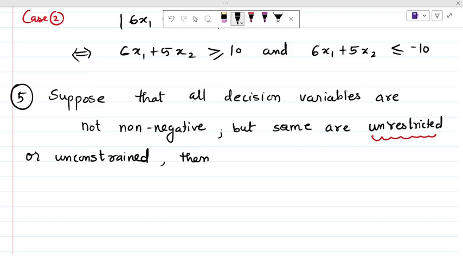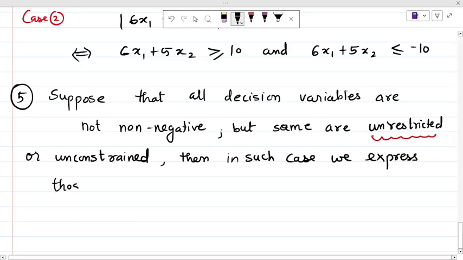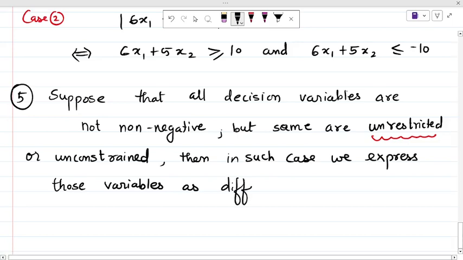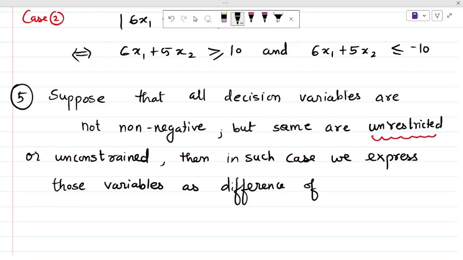Then in such a case we express those variables as the difference of two non-negative variables.